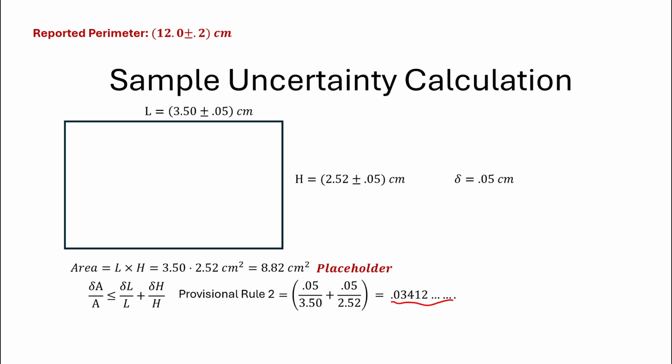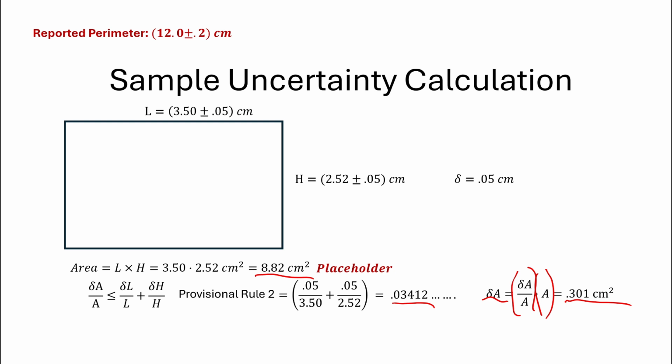And also, the other issue is, at the end of the day, I don't particularly care what delta A over A is. I just want to tell someone what the area is. So how do I find just delta A? Well, delta A is delta A over A times A. In other words, just multiply it by A. What's A? It's 8.82. If I multiply 8.82 times this number on my calculator without getting rid of any digits yet, I get this number.